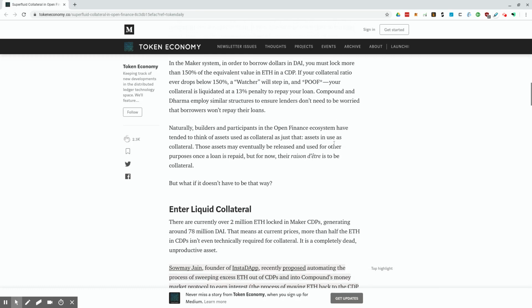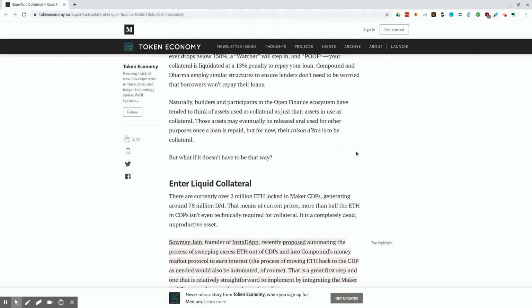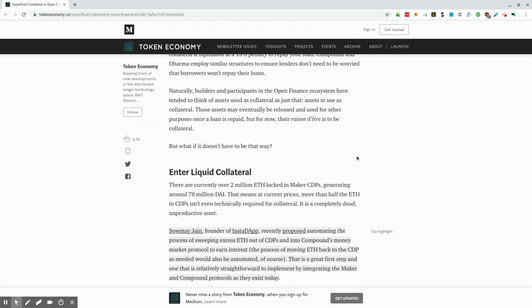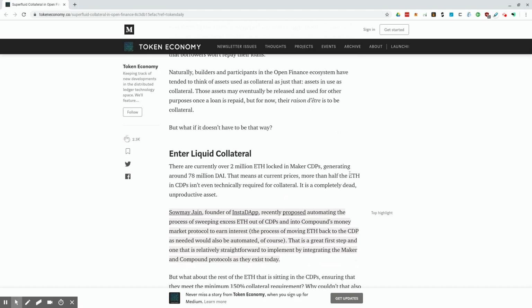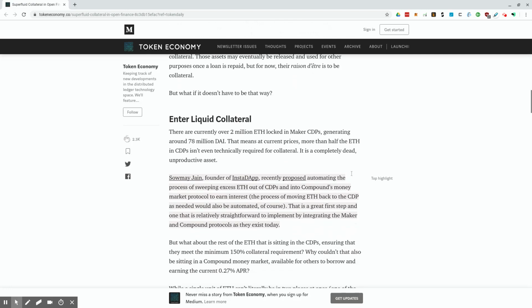Naturally, builders and participants in the open finance ecosystem have tended to think of assets used as collateral as just that, assets in use as collateral. Those assets may eventually be released and used for other purposes once a loan is repaid, but for now, their sole purpose is to be collateral. But what if it doesn't have to be that way?